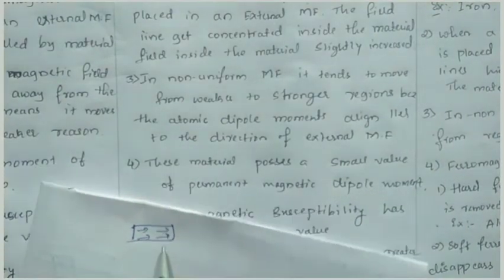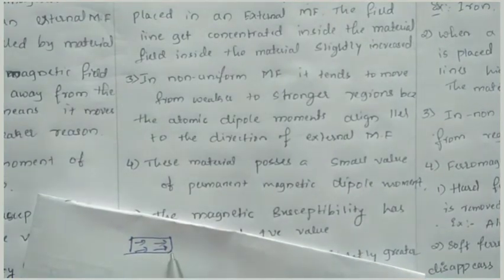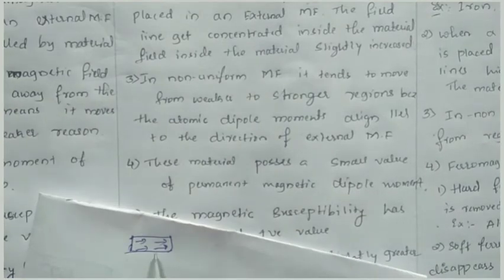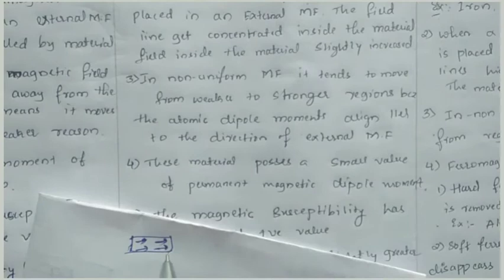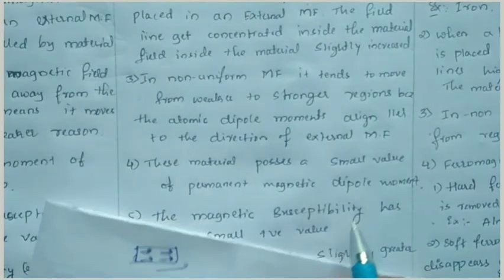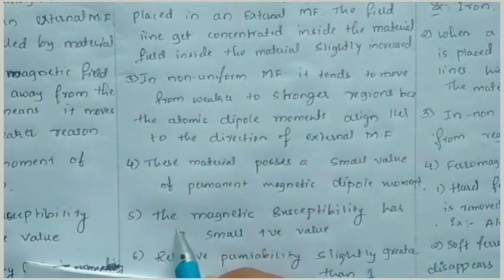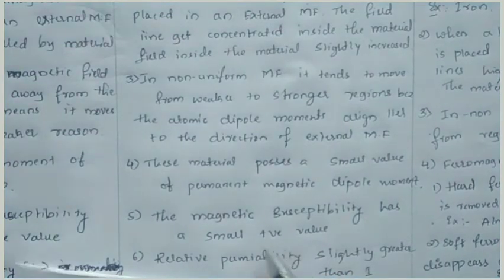These moments of electrons will be permanently magnetized. When the material is magnetized, these dipole moments will move in the direction of the external magnetic field. The material possesses a small value of ferromagnetic dipole. Next, the magnetic susceptibility has a small positive value.